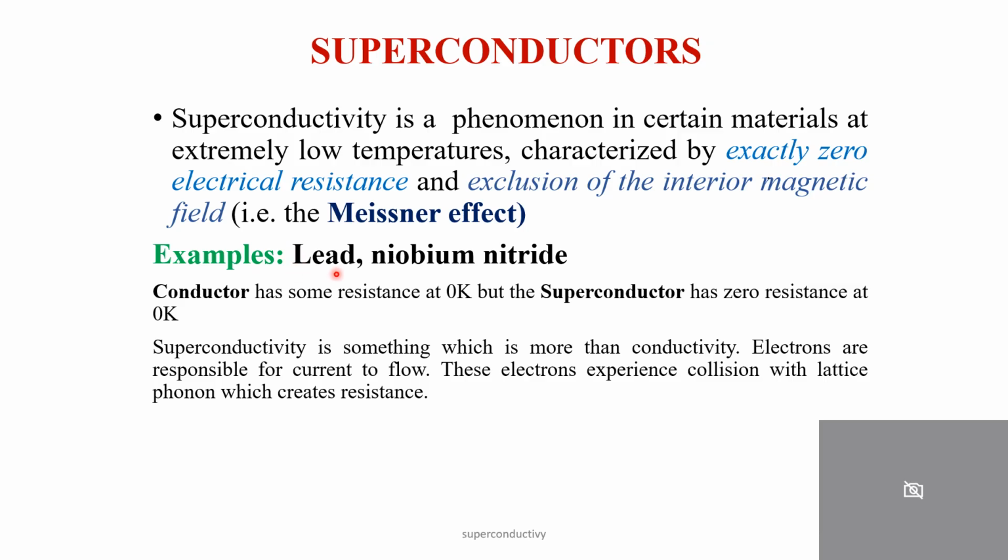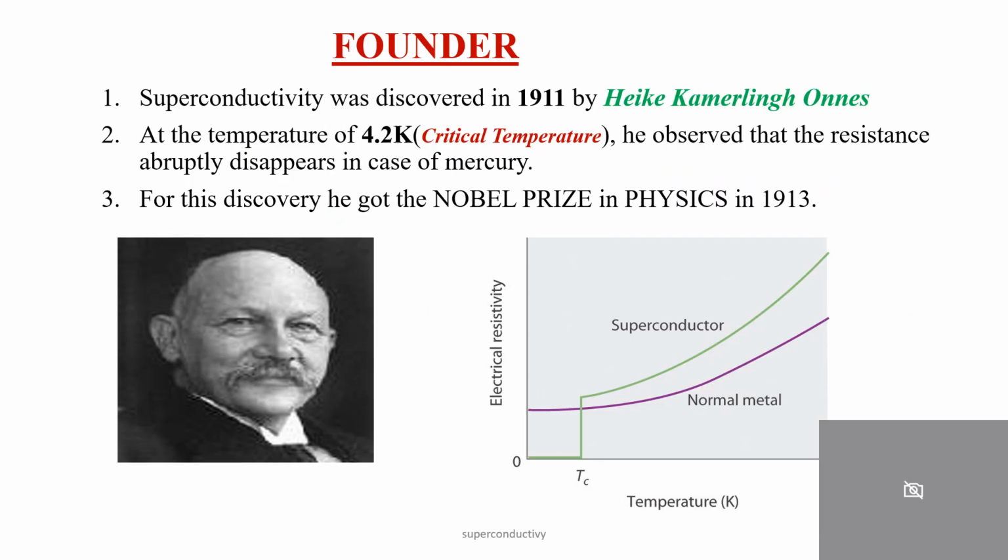Here are some examples of superconductors. The first one is lead, niobium nitride. The founder of superconductivity is Kamerlingh Onnes, and the phenomenon was discovered in 1911 while Kamerlingh Onnes was studying the behavior of mercury by decreasing the temperature and plotting the electrical resistivity.